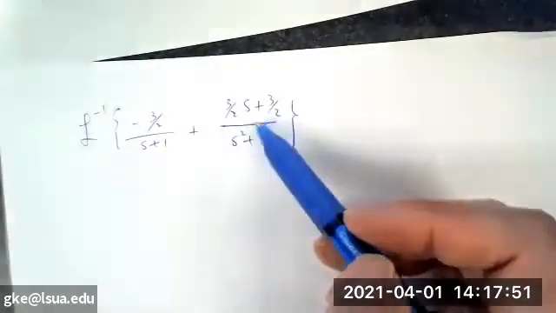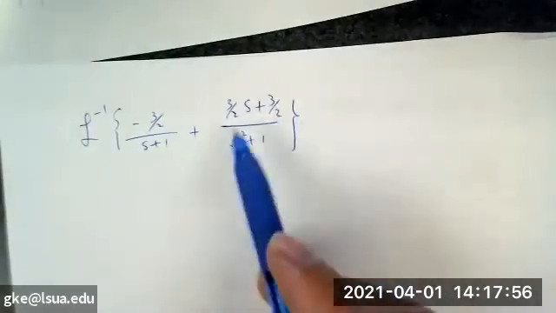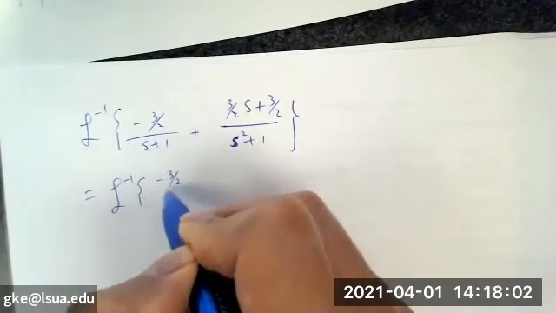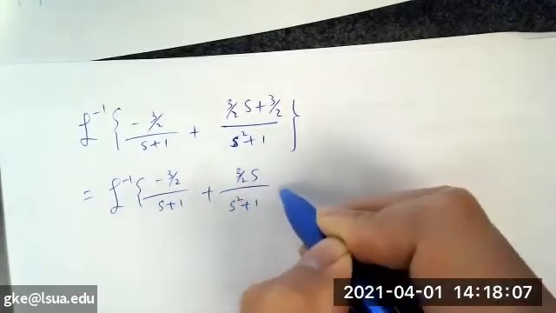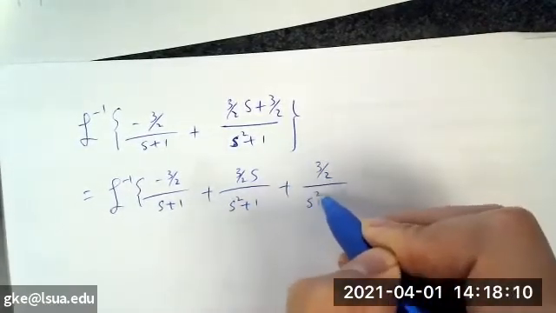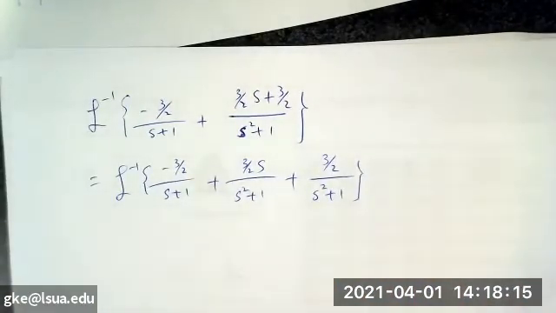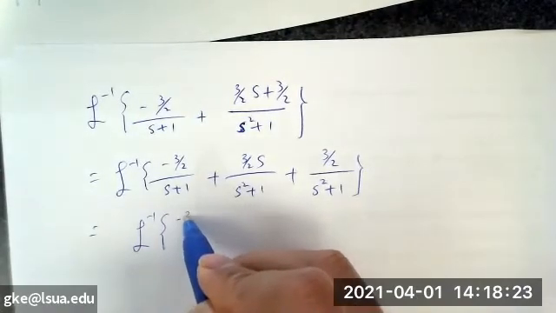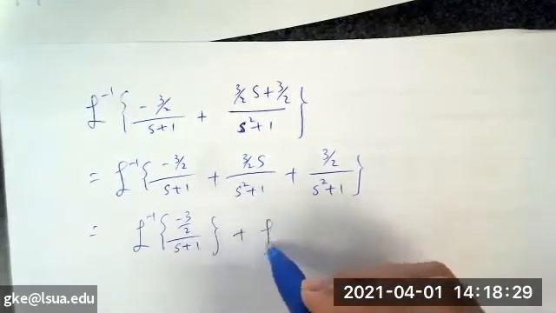And now, since for the numerator we have s and the constant, we can split these two more, right? We can split these two more, and then we're gonna have these three terms.